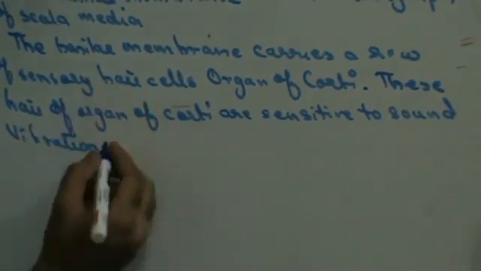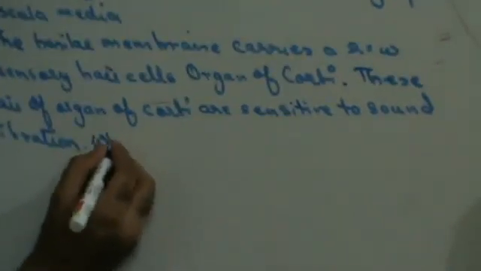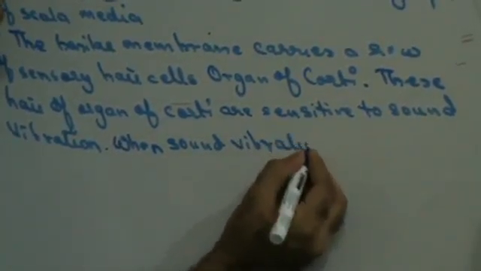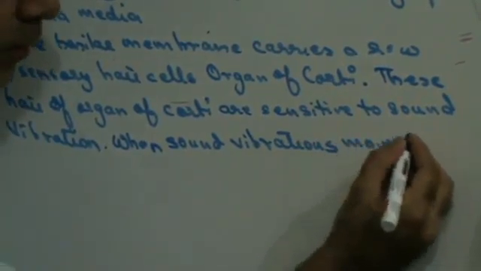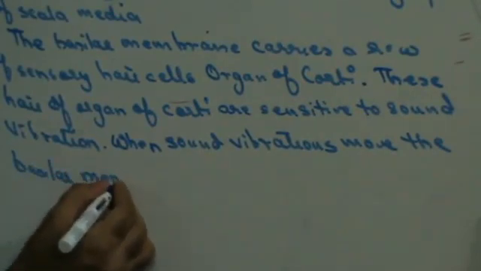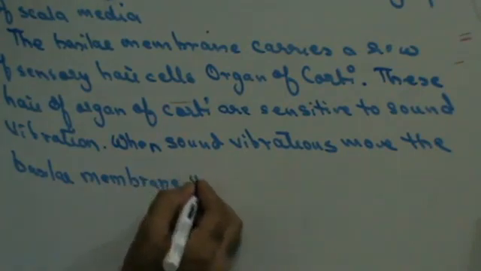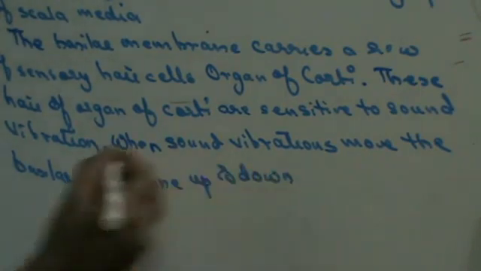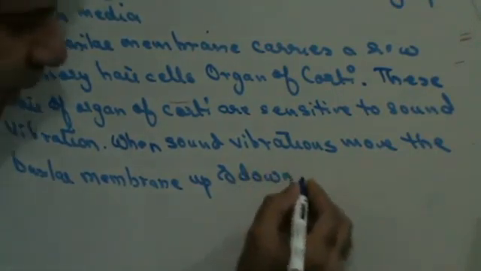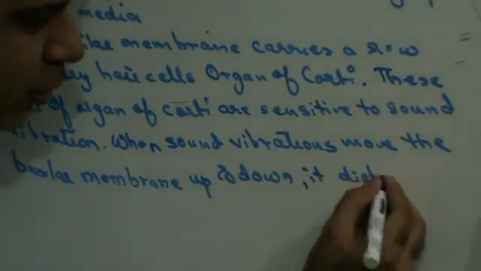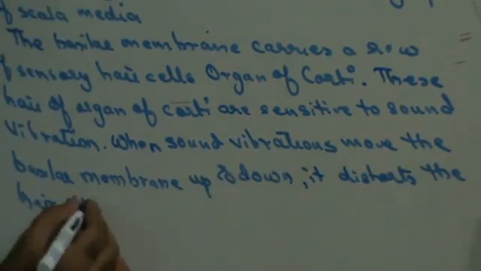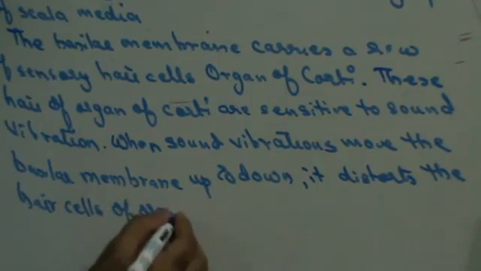When sound vibrations move the basilar membrane up and down, it distorts the hair cells of the organ of Corti.